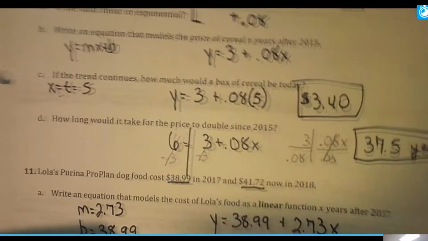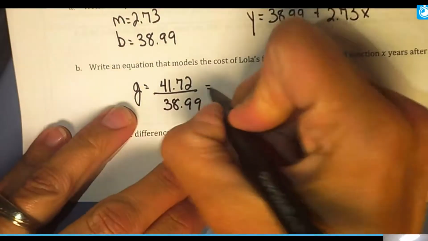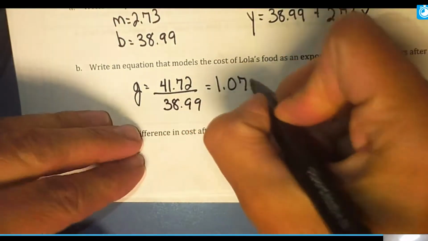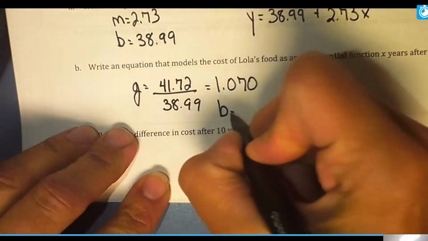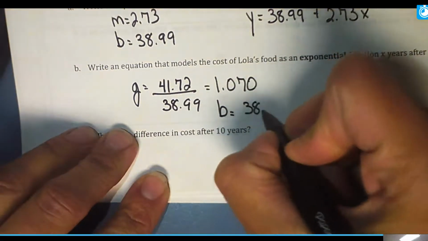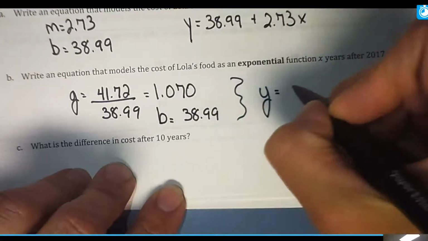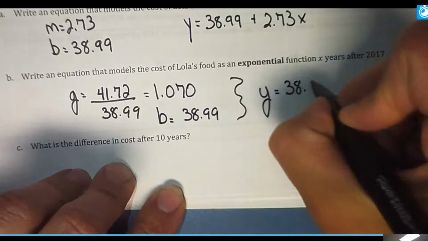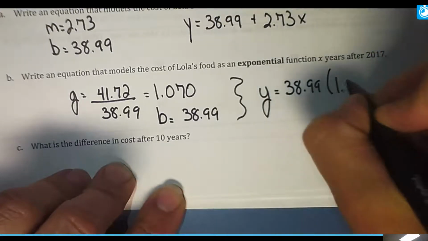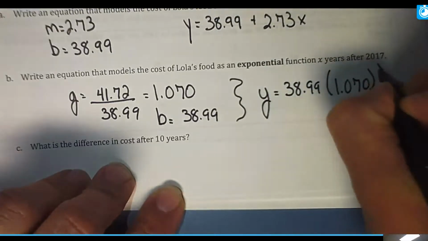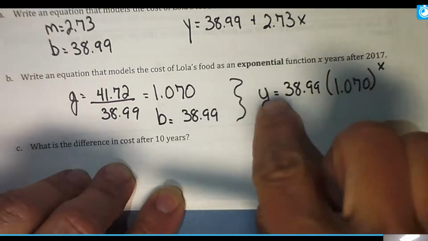We have established G. My beginning amount is still that $38.99, and now I'm going to write my equation. Y equals B, G is in parentheses to the X power. That's time. That's the new amount.